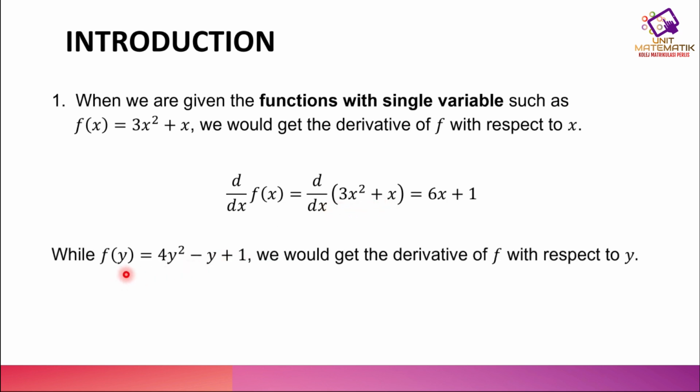Let's say f(y) = 4y squared minus y plus 1. We will get the derivative of f with respect to y. In this case the function is in terms of the variable y. So we differentiate: for 4y squared, you get 8y. Negative y, you get negative 1. And the constant 1, you get 0. So the answer is 8y minus 1. This example is with a single variable, only one variable.